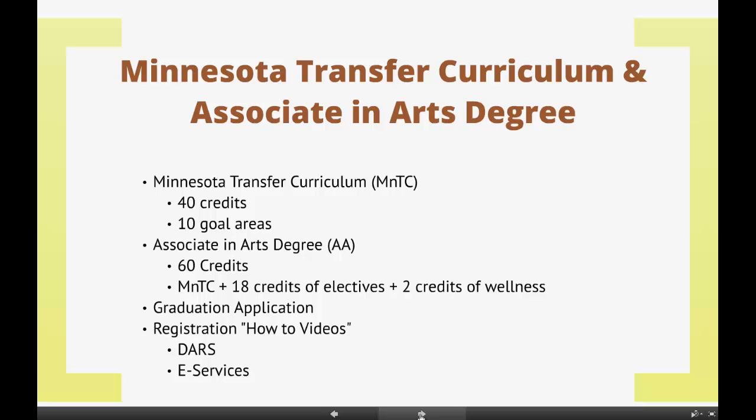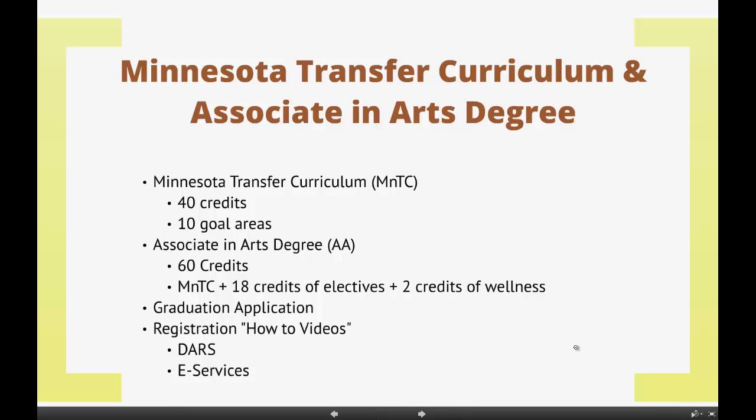Next, we'll discuss the Minnesota Transfer Curriculum, or the MnTC, and the Associate in Arts degree, or the AA degree. The Minnesota Transfer Curriculum consists of 40 credits and completing 10 different goal areas. The Minnesota Transfer Curriculum was set up by the state of Minnesota and is recognized by all MnSCU institutions.